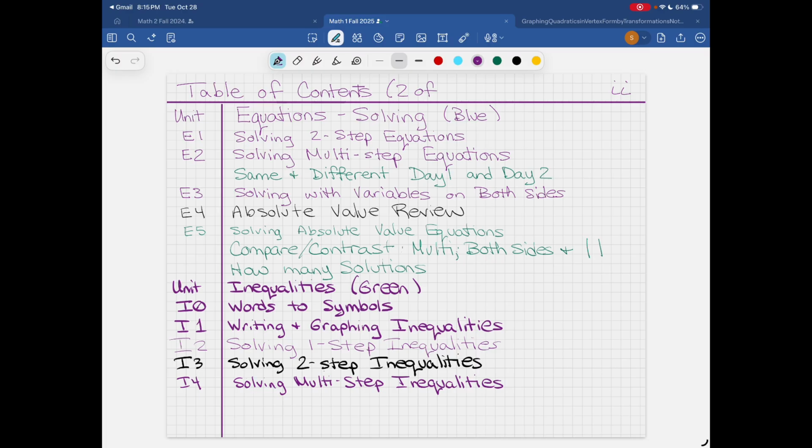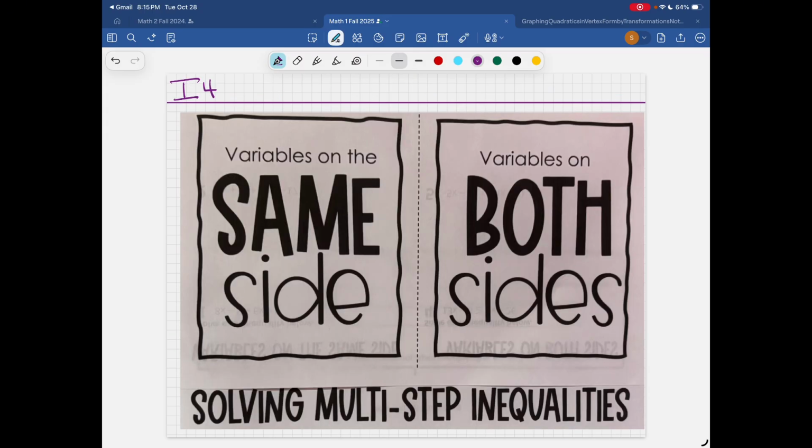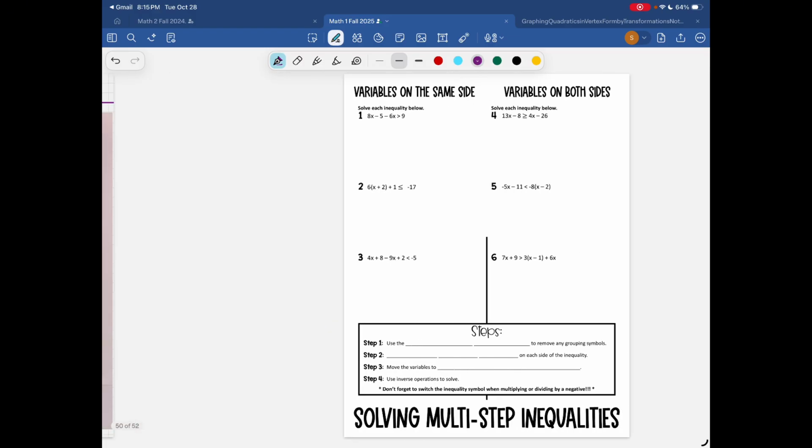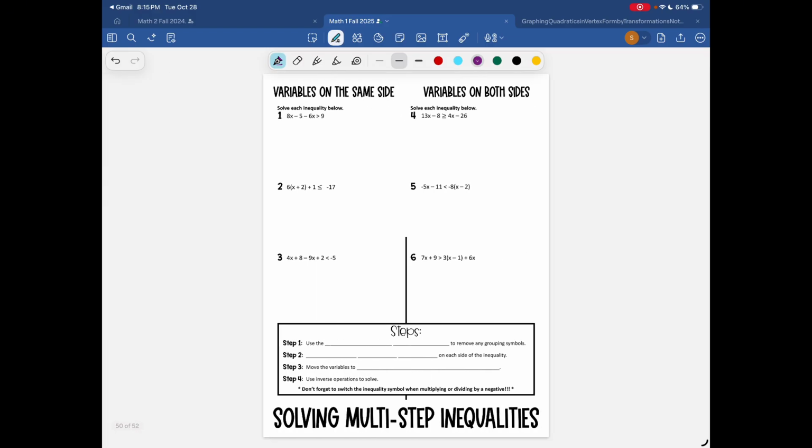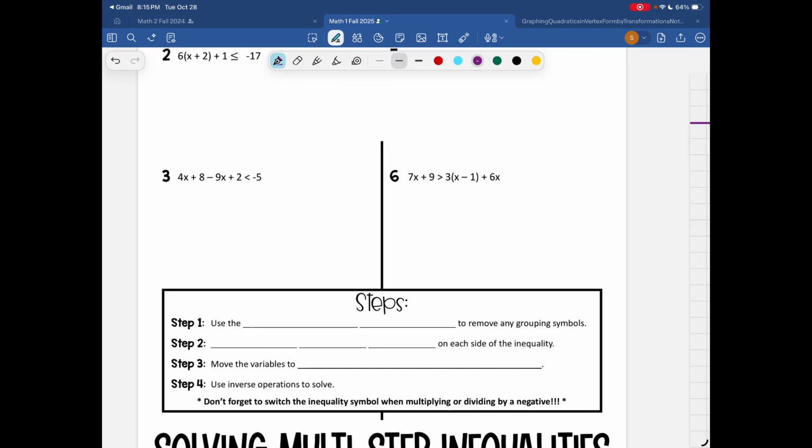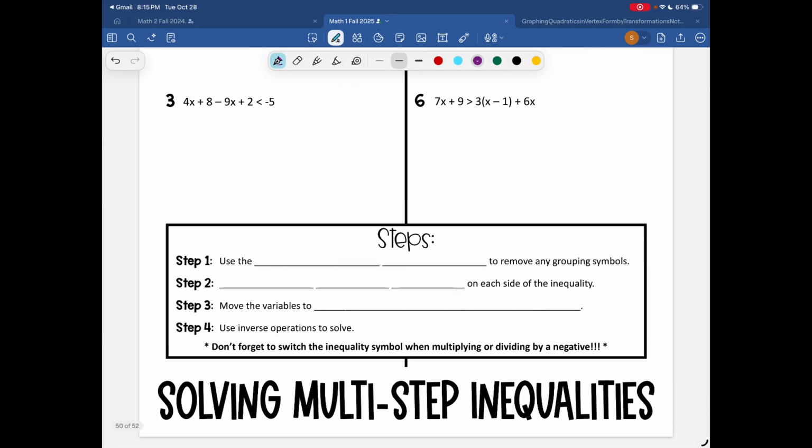Add page I4, Solving Multi-Step Inequalities, to your table of contents. This foldable does not have a page number, so please put I4 at the top of your page. So, variables on the same side versus variables on both sides.